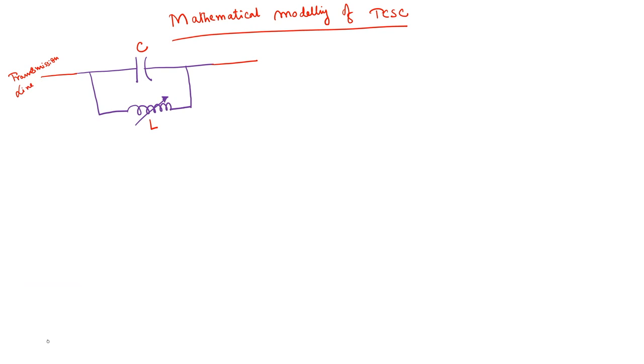Okay. Now, suppose the current flowing through the transmission line is represented with I of t. So, looking at this representation, you can understand this I of t is equal to I m, let us say cos omega t, which represents the instantaneous line current of the transmission line.